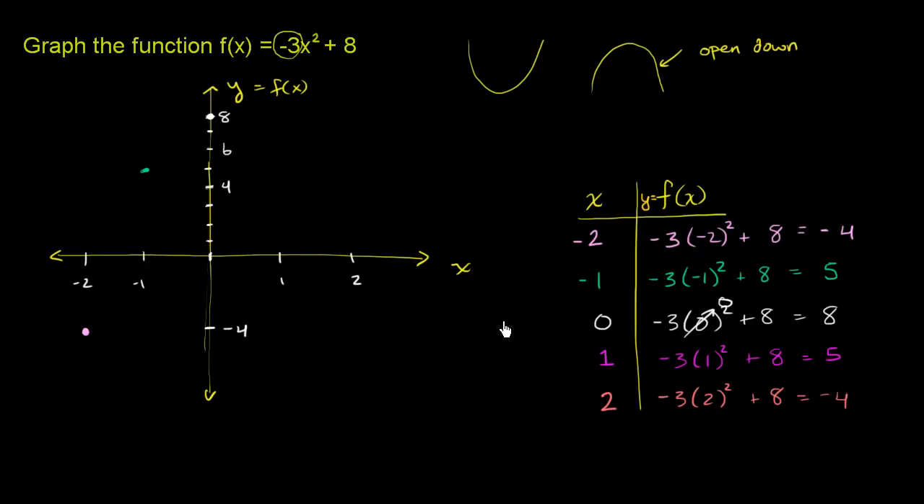When x is 1, f of x is 5. When x is 1, y equals f of x is 5. And then finally, when x is equal to 2, f of x is equal to negative 4. So 2, negative 4 gets us right there. And now we can connect the dots.